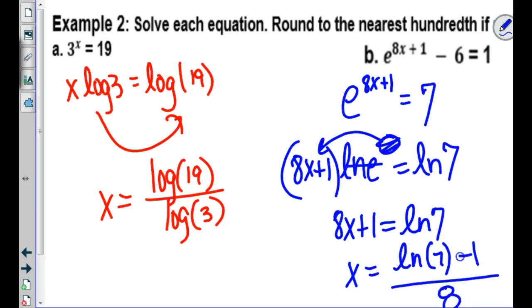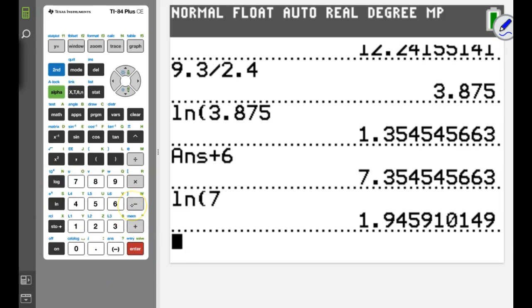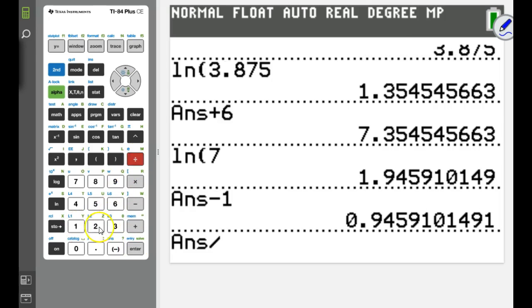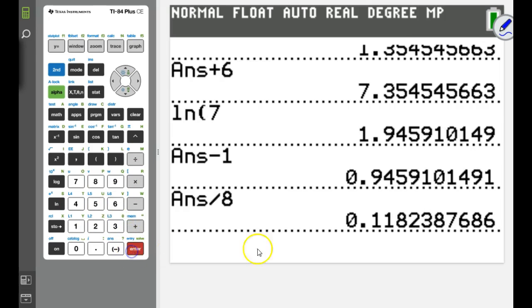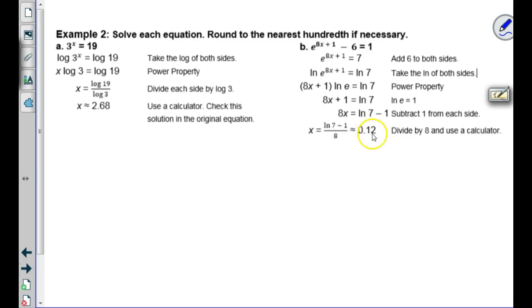by 8. But I'm really okay if you just went to your calculator and typed the natural log of 7 and then, was it minus 1? And divided by 8. Okay? And got this answer, which is what the book already did right there.